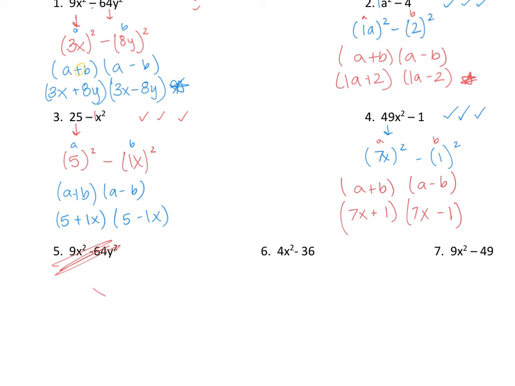Okay, so on to number 6. Are these two numbers perfect squares? Yes. Is there a subtraction sign? Yes. And is there an exponent of 2? Yes. So I can go ahead and solve, okay? So square root of 4x squared is 2x, and I'm going to put a little square. Okay? Then I need to go ahead and do the next one. The square root of 36 is 6, and put a little square. Okay? Now I have my a and b, a plus b, a minus b, and go ahead and plug in. So 2x plus 6, 2x minus 6.